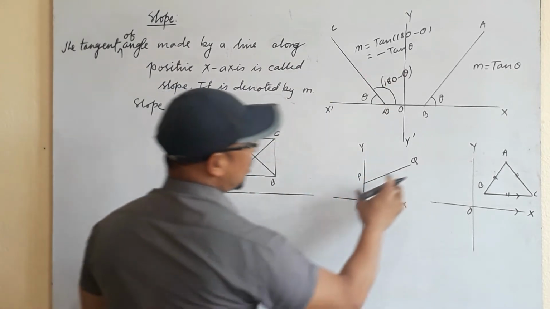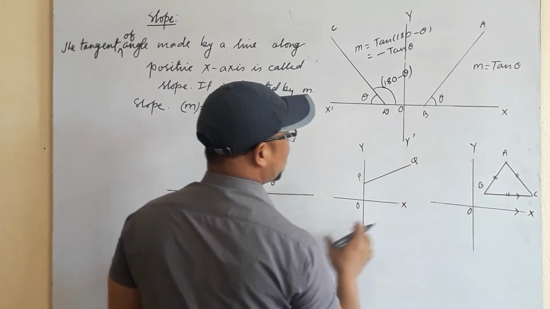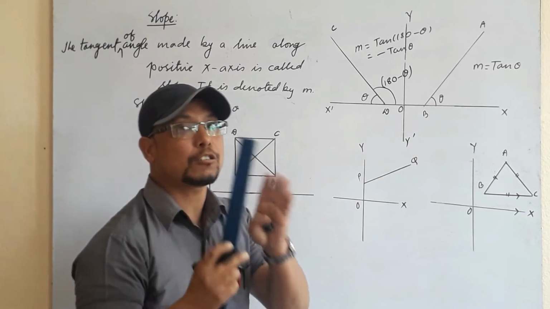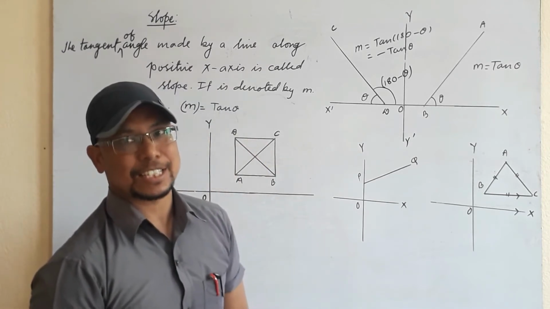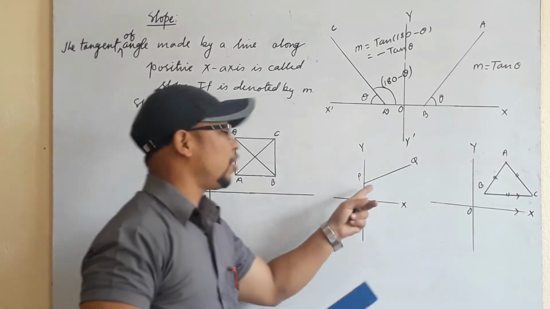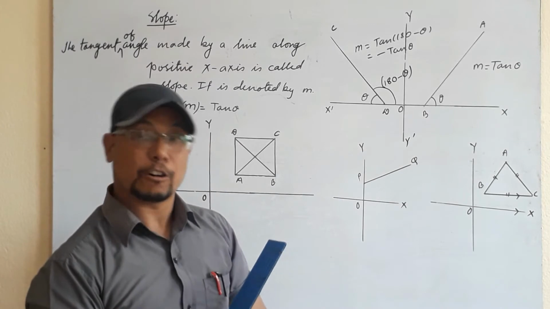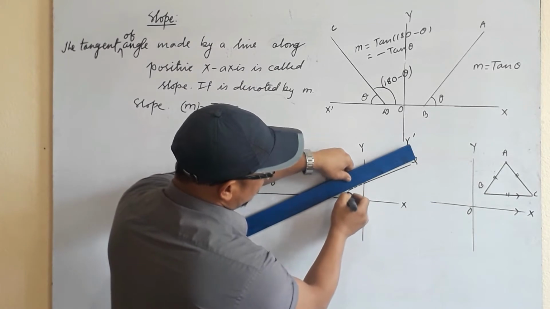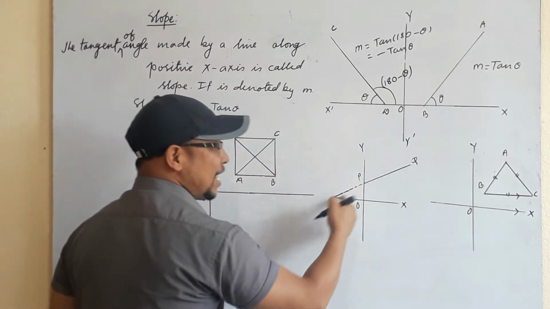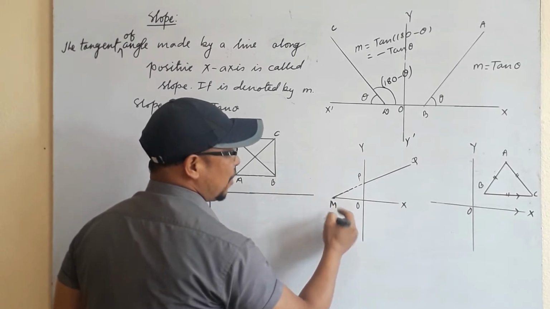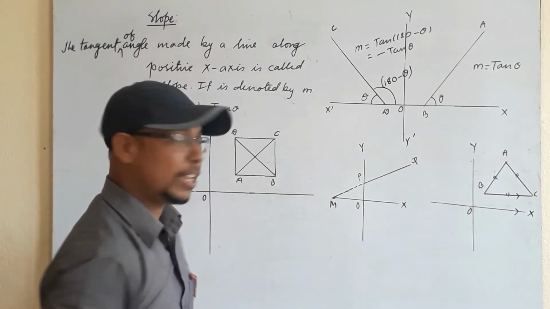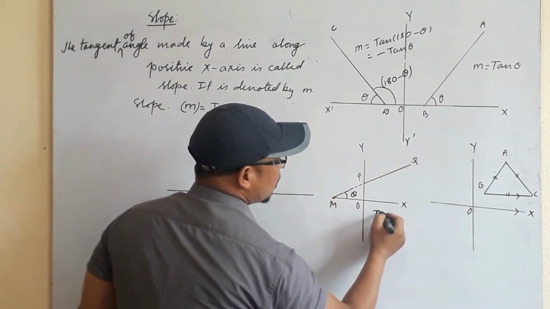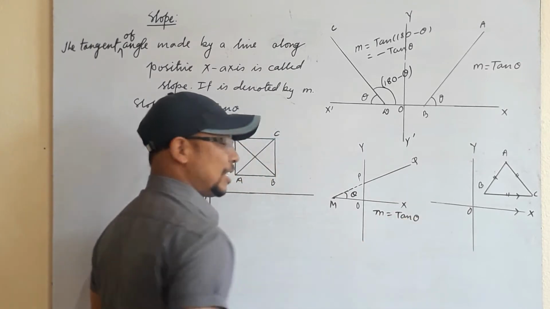Now let's look at the next example. Here PQ is a line. How do you find the slope of PQ? To find the slope, the angle must be with the x-axis, on the positive x-axis, and you cannot take the angles with the y-axis. To find the slope of this line, you have to extend the line so that it cuts the x-axis somewhere else. Let us suppose this is N, somewhere on the x-axis. If it makes an angle theta here, then the slope of PQ is m equals tan theta.